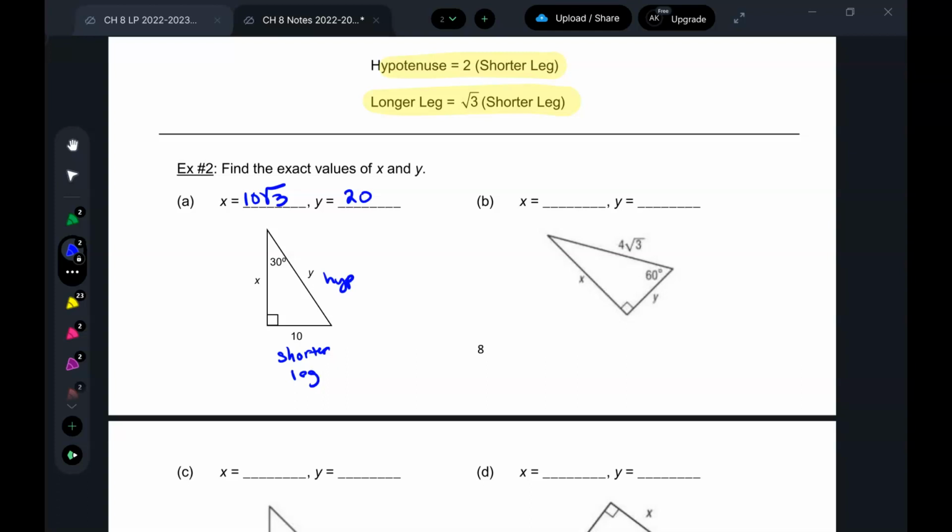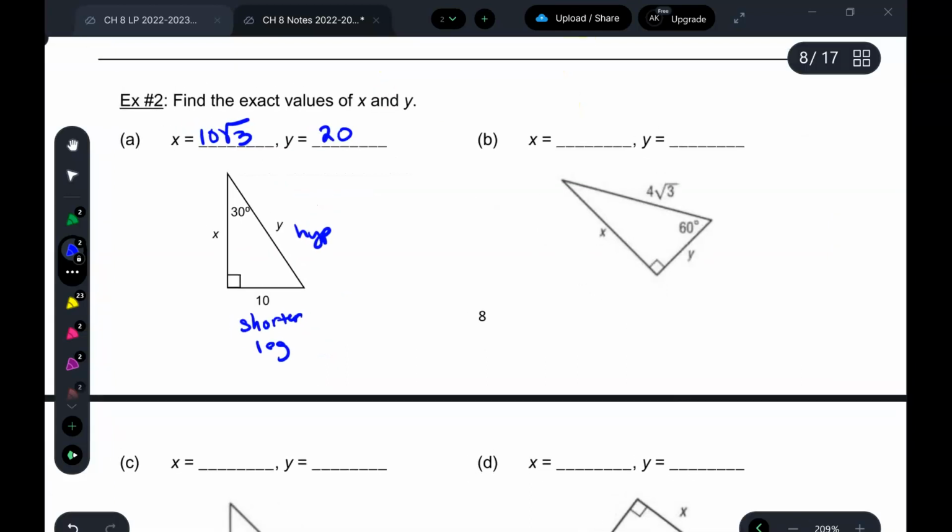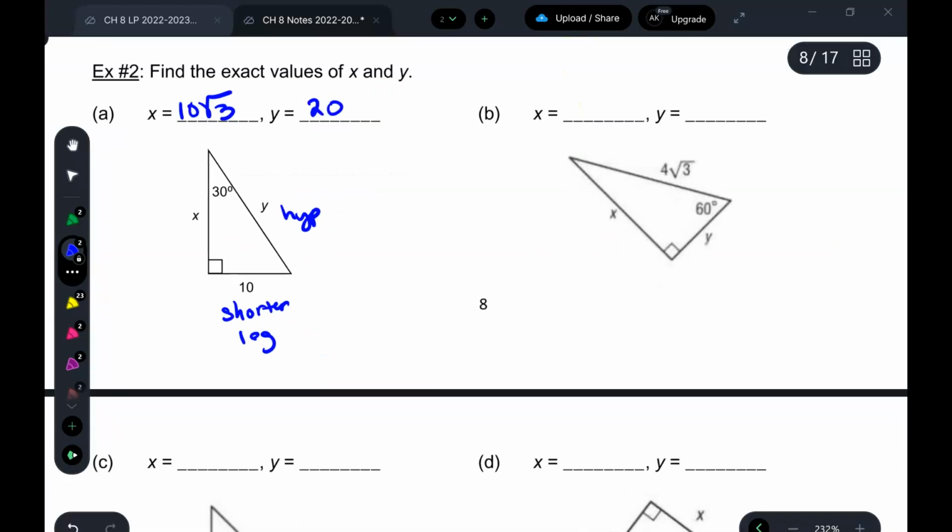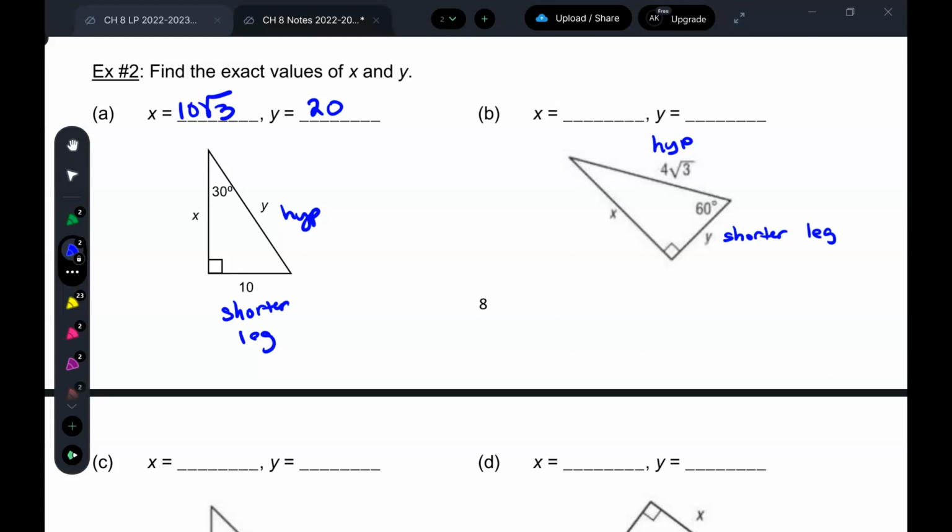What if I only have the long side? Okay, so I have the hypotenuse. Which one is the shorter leg, x or y? Y. Is y like 2 root 3? Okay, so hold on. What's the relationship between the hypotenuse and the shorter leg?